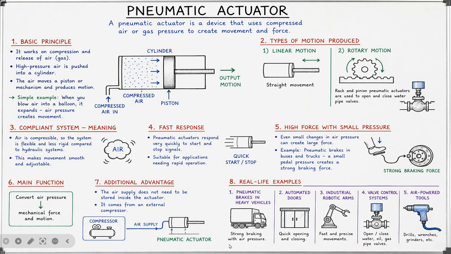Now, some real-life examples are the pneumatic brakes in heavy vehicles, which will create a strong braking with the air pressure. Then you have automated doors, that is, quick opening and closing of the doors. You have industrial robotic arms, which will have fast and precise movements. Then one more example is valve control systems, that is, the opening and closing of water, oil, and gas pipe valves. And you have air power tools, where these will be used in drills, wrenches, grinders, etc. So this was about the pneumatic actuators.